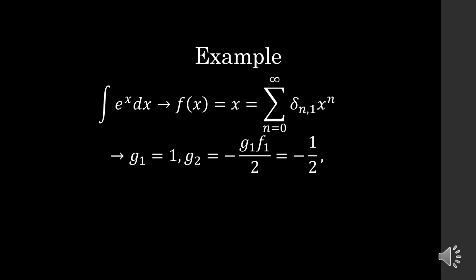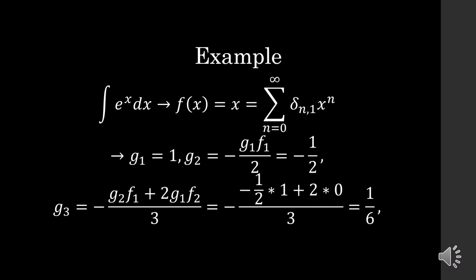G of 2 is equal to minus g1 f1 over 2, and our f1, since it is the x to the 1 term, is 1 for our function of x, so f1 is 1, and that gives us minus 1/2. Our g3 is minus g2 f1 plus 2 g1 f2, over 3. G2 is minus 1/2, and we multiply by f1, which is 1, and then we add 2 times g1, which is 1, multiplied by f2, which is 0, divided by 3, that gives us 1/6.